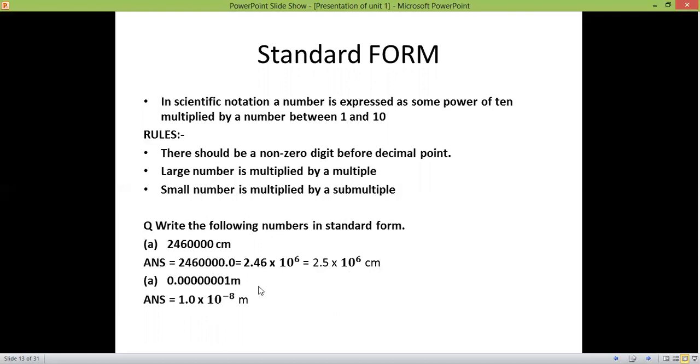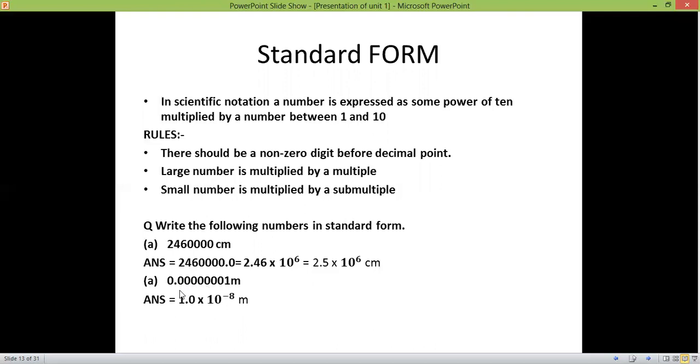Now the second case, when the number is very small, over here the non-zero digit is 1. So over here the decimal point is to be shifted to the right side, and we have to see how many places it is shifted. So it is shifted 8 places. So the final answer will be 1 into 10 to the power minus 8 meter.